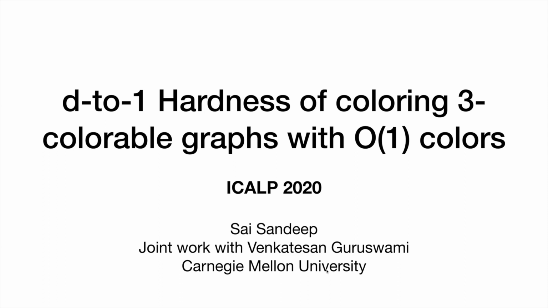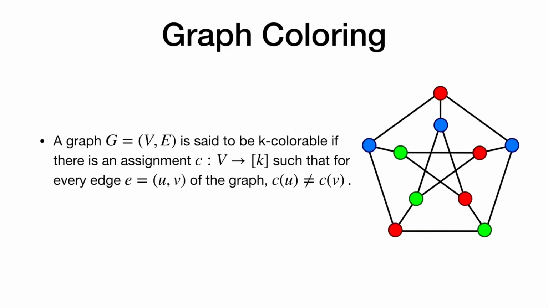This talk is about d-to-1 hardness of coloring three colorable graphs with O(1) colors. This is joint work with my advisor Venkat from CMU. We'll first start off by defining graph coloring.